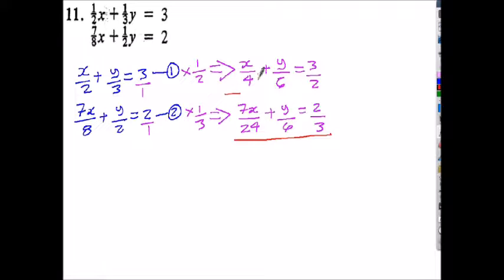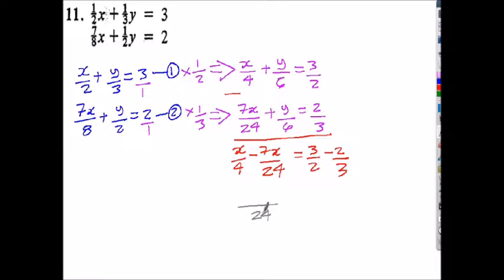So subtracting, I will get x upon 4, take away my 7x upon 24, my y upon 6, subtract my y upon 6 is 0, and that's equal to, on the right hand side, 3 upon 2, and I'm subtracting from that 2 upon 3. I'm going to use fractions here to help me solve this. So I'm going to find a common denominator on the left hand side, which will be 24 here. So 24 is the common denominator for 4 and 24.